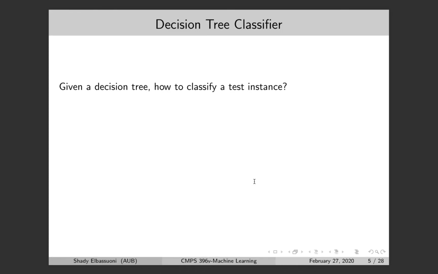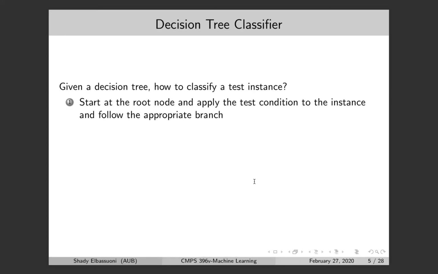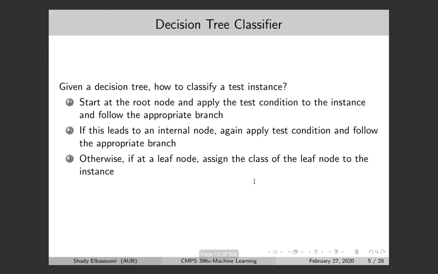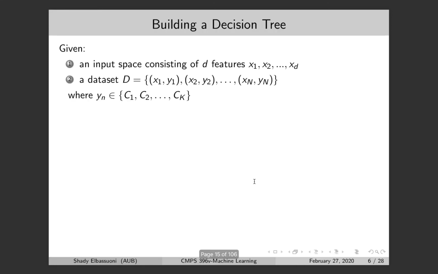So given a decision tree, how to classify a test instance, we did this using an example. The idea is to start at the root node and apply the test condition to the instance and follow the appropriate branch. If this leads to an internal node, again apply the test condition and follow the appropriate branch. Otherwise, if it's a leaf node, then I assign the class of the leaf node to the instance. Repeat until a leaf node, and that's it.